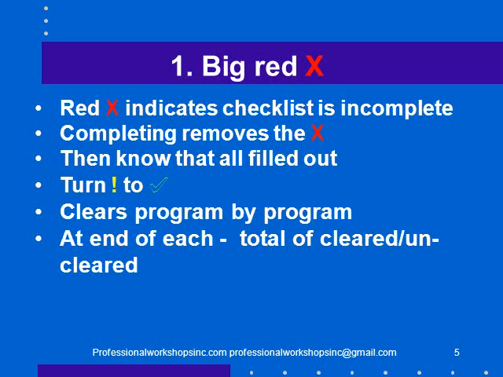So the big red X, and the existence of a big red X, and particularly the statement that says checklist incomplete, indicates exactly that. Something is logically incomplete. And if you complete every step, fill out every gray box, initial every box, all the dates show up, then the big red X is gone, and you know at least that logically the form is complete.